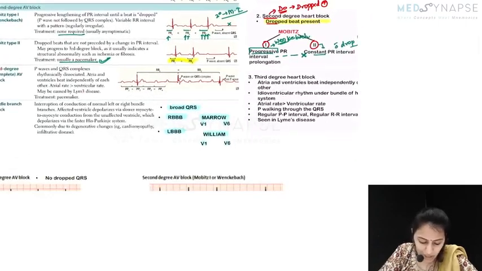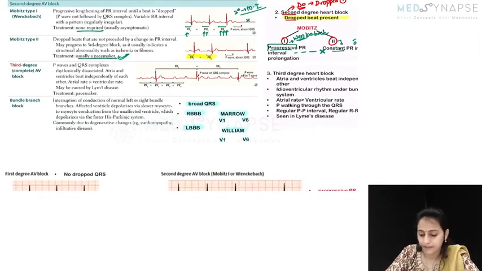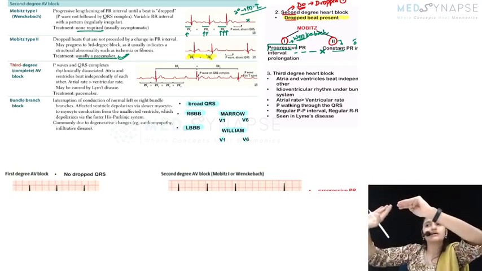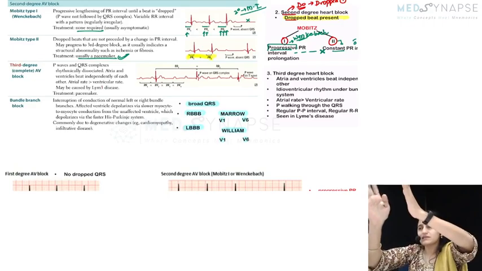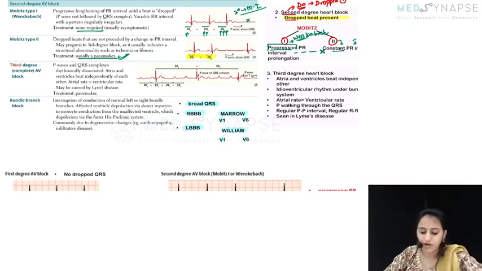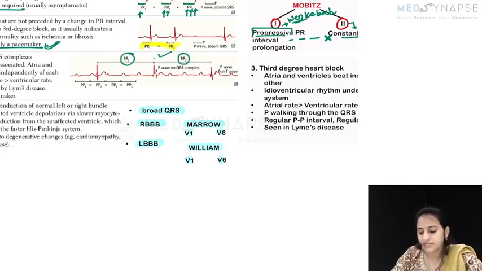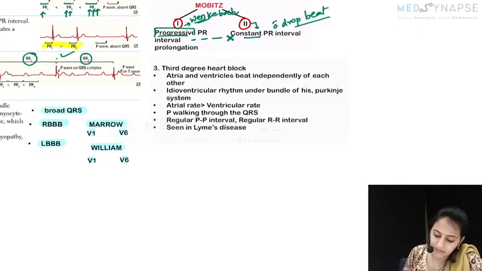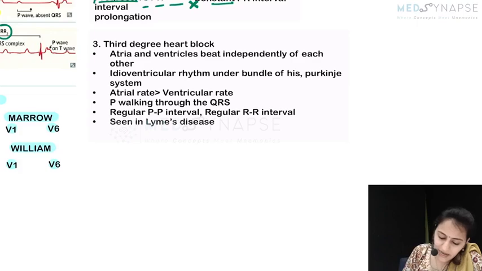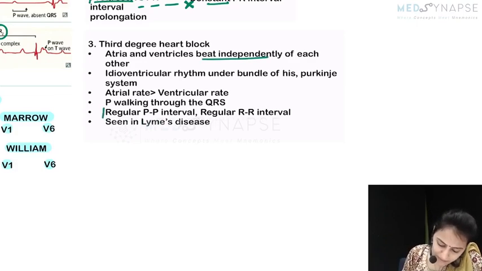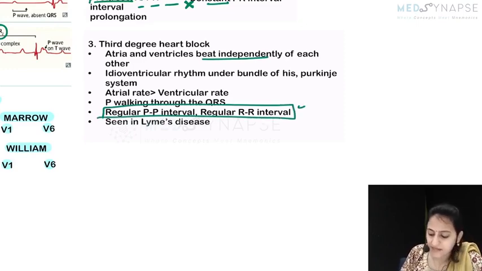And what happens in your third degree heart block? Third degree heart block is like a complete heart block. So what happens is, it is completely blocked. The atrium is contracting on its own, the ventricle is contracting on its own. So the PP interval is constant, the RR interval is constant, right? The RR interval will be constant in third degree heart block. So remember, in third degree heart block, atria and ventricles are independent. The PP interval and the RR interval are regular, but they are independent of each other.